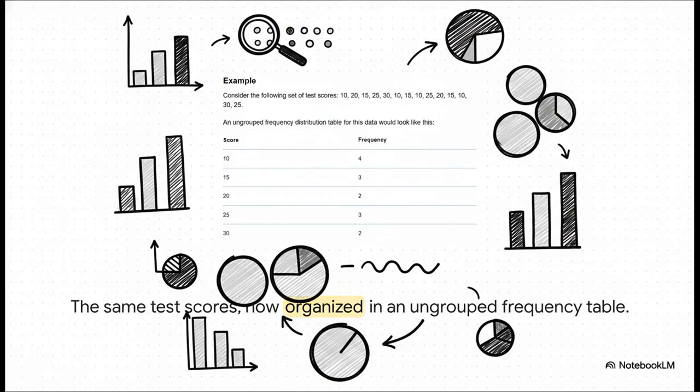And look at that. The exact same numbers, but now that we've organized them a little, a pattern starts to pop out. We can instantly see that the score of 10 shows up the most. See? The fog is already starting to lift. The story is taking shape.